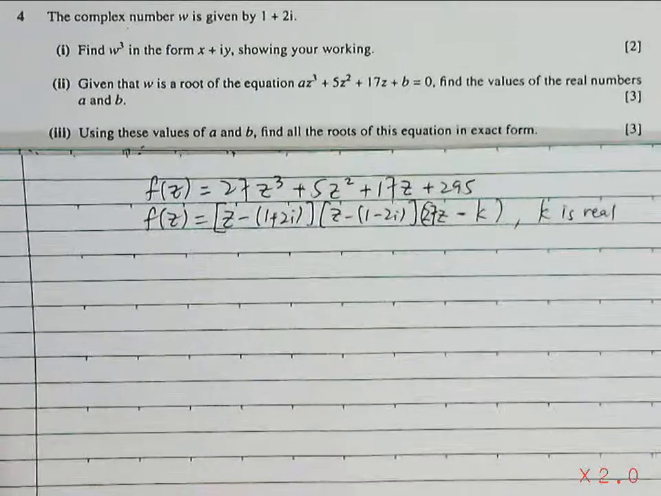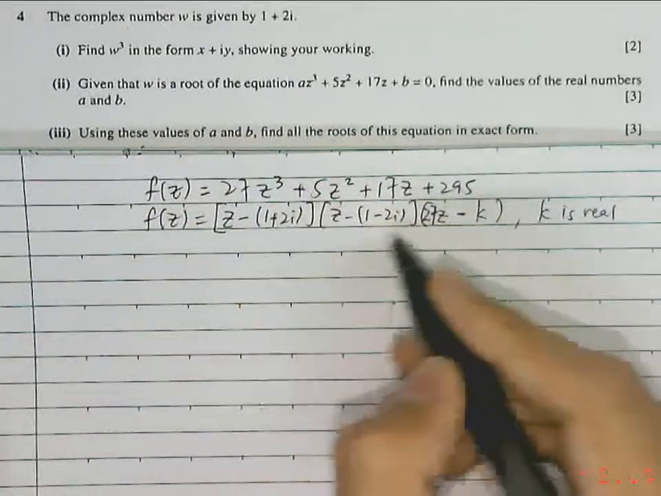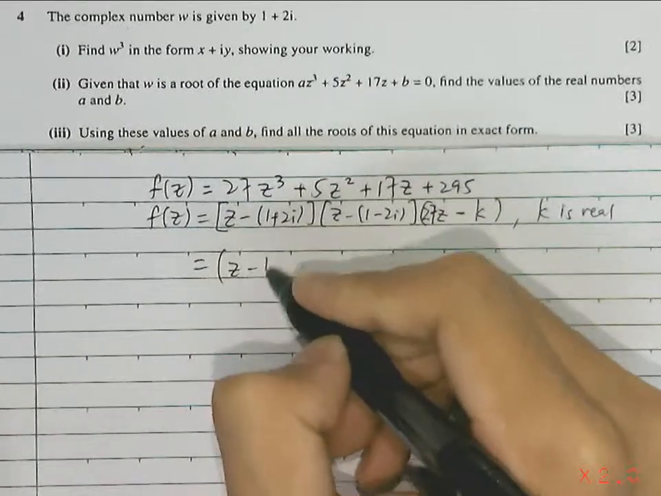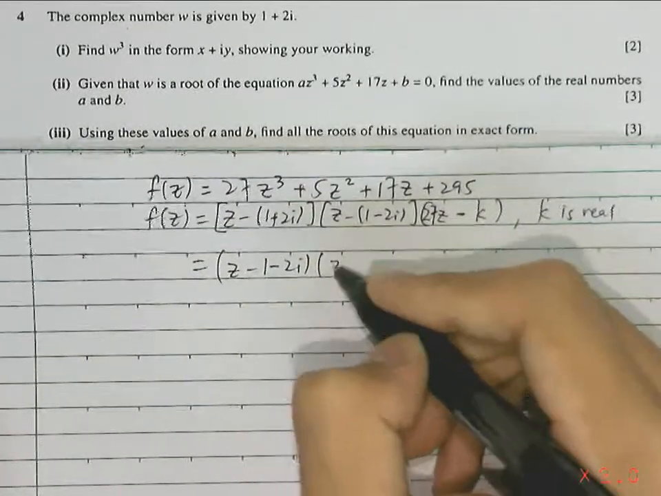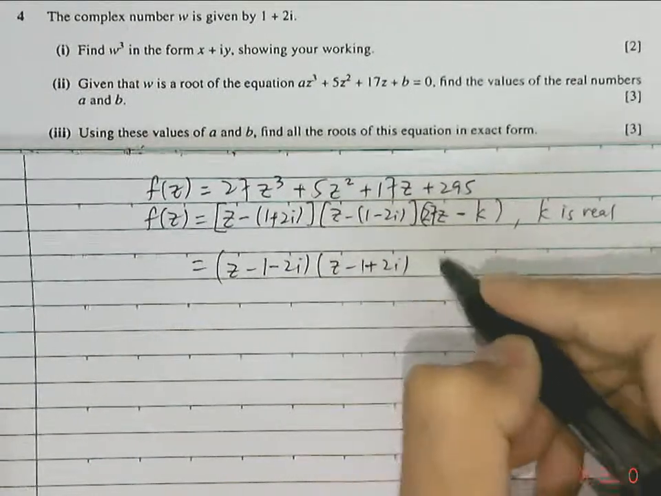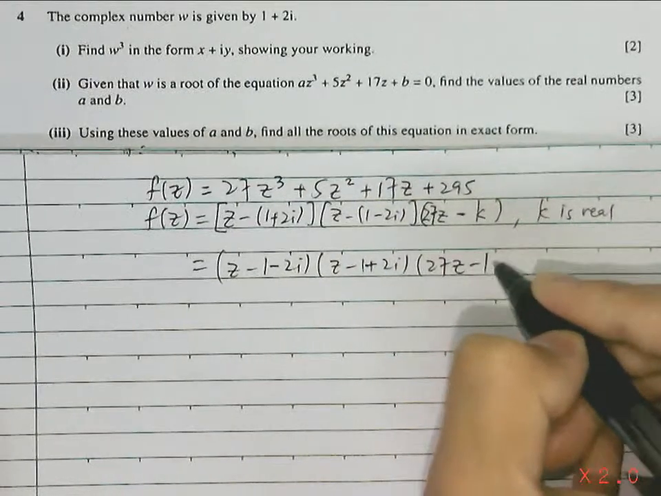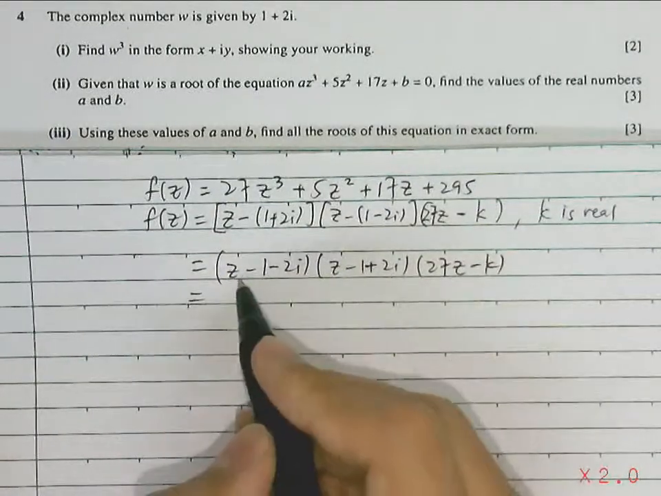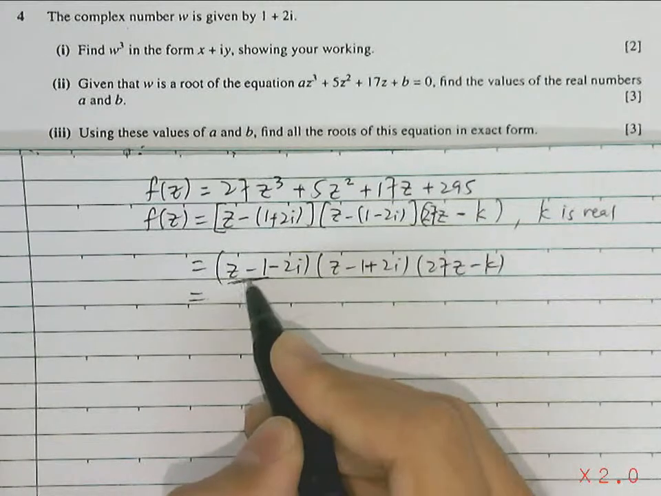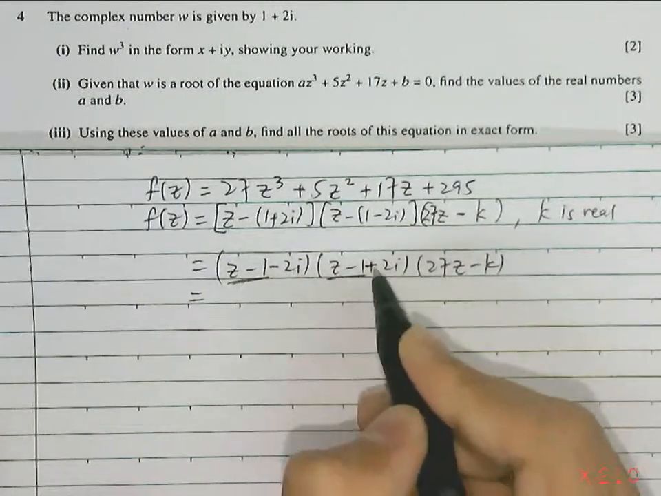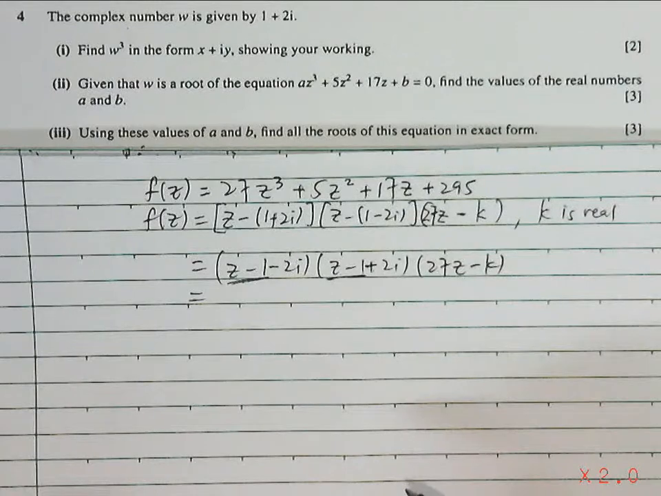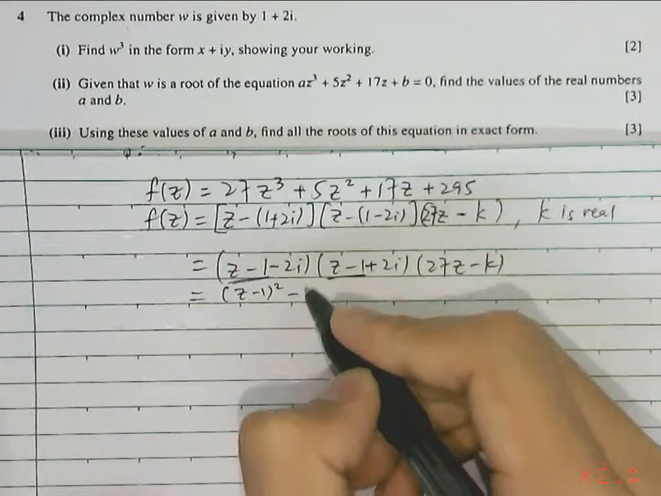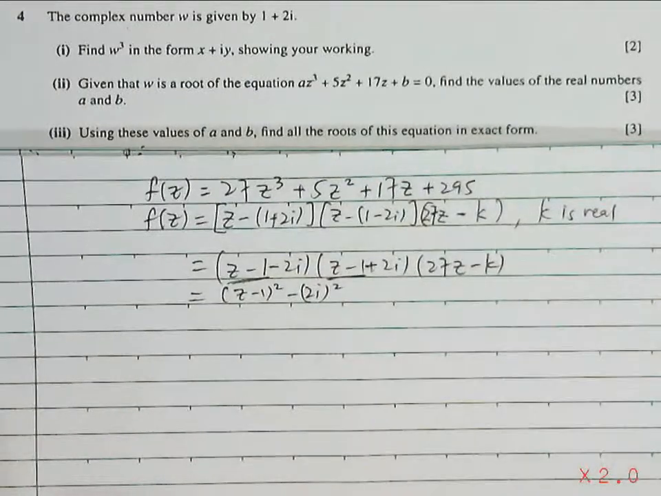Next what we want to do is expand these roots out. So what we do is first open up the bracket. We will have z minus 1 plus 2i here, and 27z minus k. Here we can treat our z minus 1 as a, so we will have a minus b times a plus b. So this is our difference of squares formula. So we can have z minus 1 squared minus (2i) squared.